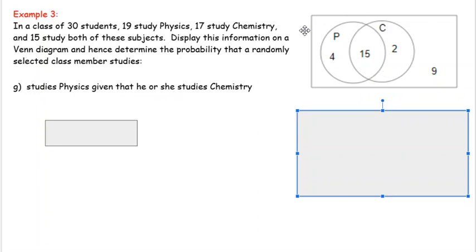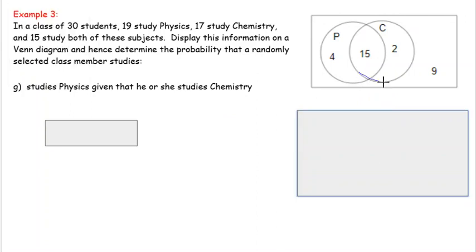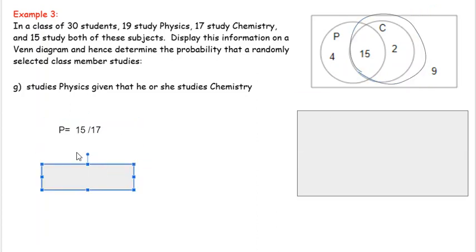But you can also just do it by looking at this. So we said, given that she studies chemistry, so I'm going to find my little scribble tool. Given that she studies chemistry means we're only looking at these 17 kids that study chemistry. Out of those 17, how many study physics? 15, right. Out of these 17 kids that study chemistry, only 15 of them study physics. So that's another way to look at it. So if you're able to look at the picture that way, you don't have to use the formula. Okay.